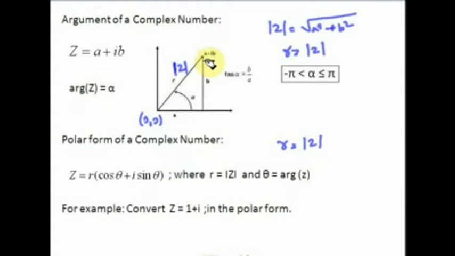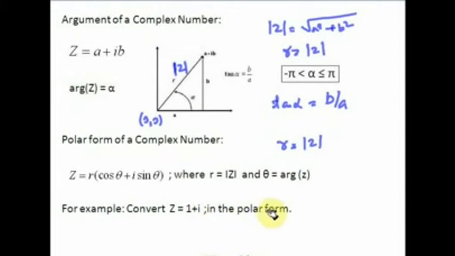R is equal to modulus of z, the distance between the complex number and the point 0, 0, and theta is the argument of z. The argument of z is given by tan alpha is equal to b upon a. It is measured in both clockwise and anti-clockwise direction.